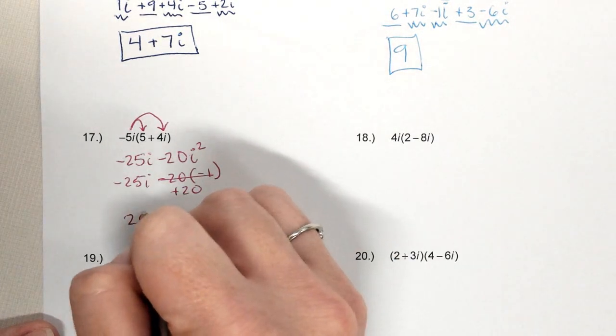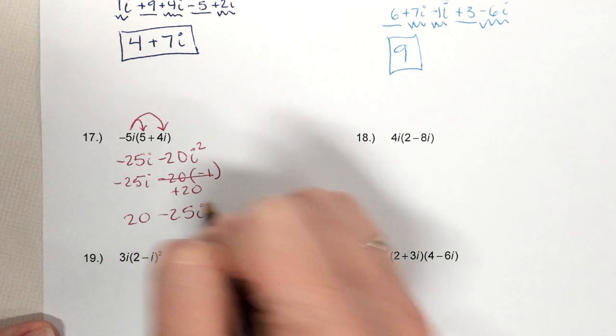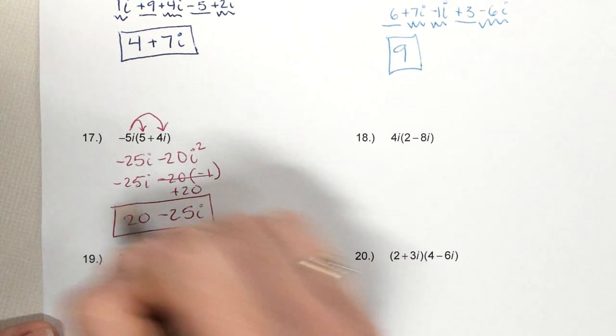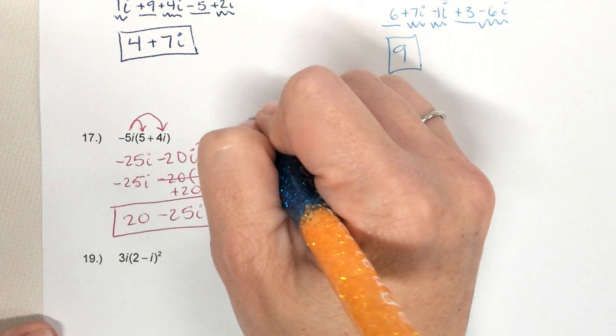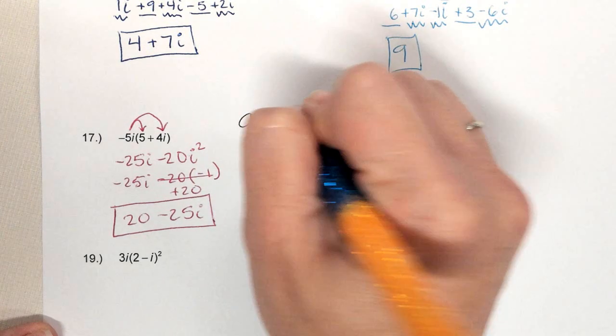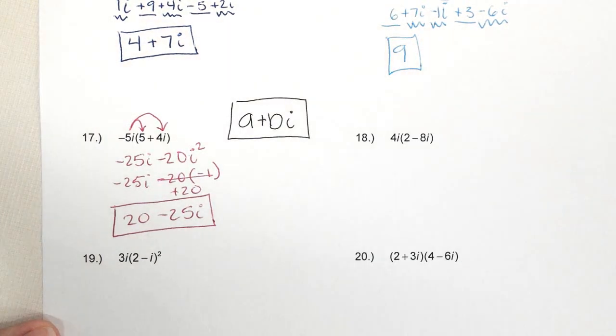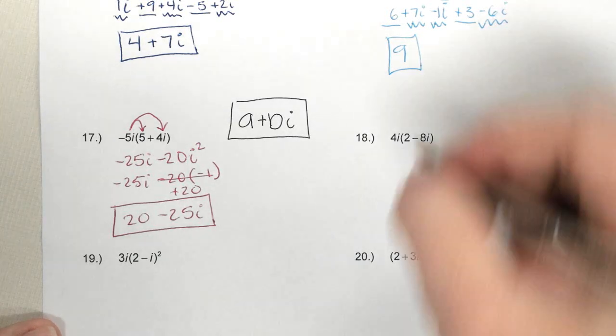And remember, your number without i should go first. Proper format is your number without i, and then your number with i. So what we had in our notes was a plus bi is your proper format. I will take off a point if it's not in the proper format. 1 point, but still, if you do it a bunch, that's a bunch of points.